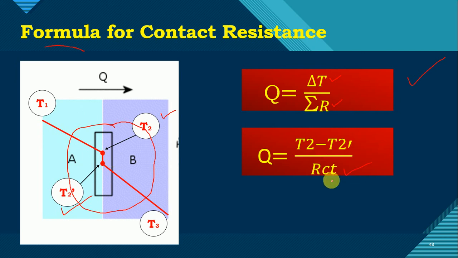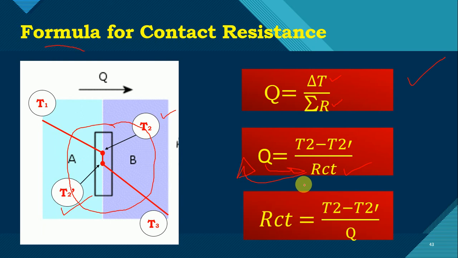Okay, so I am interested in the formula for contact resistance. We can rearrange this term so that the contact resistance is on the left side and Q is on the right side. If I do that, we get the formula that RCT is equal to T2 minus T2 dash divided by Q. So this formula will give you the equation for thermal contact resistance.